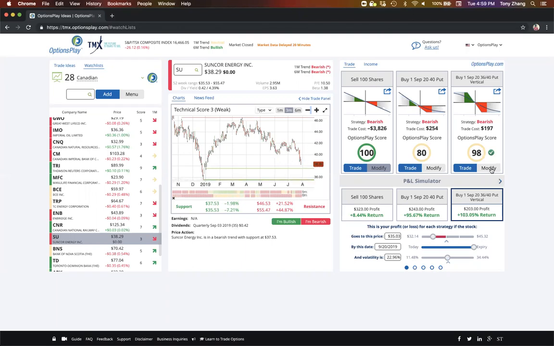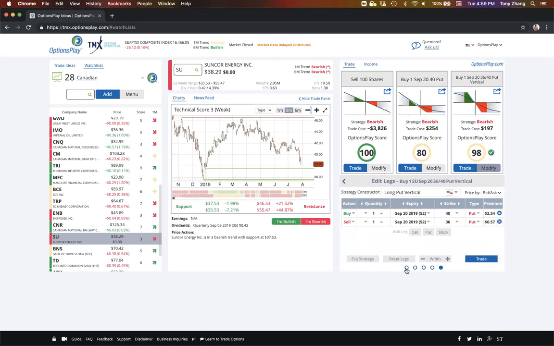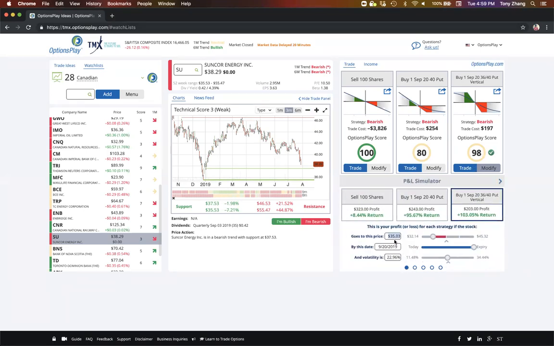So this is really where I would consider buying a debit spread, because I have a clear sense for direction and I have a clear sense for magnitude. If the stock does move down to that 35 level or so, 35.5, as you can see here, I'm risking $197 to make a $203 profit on this debit spread.